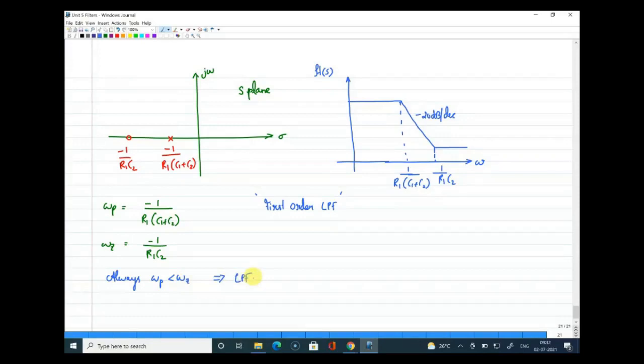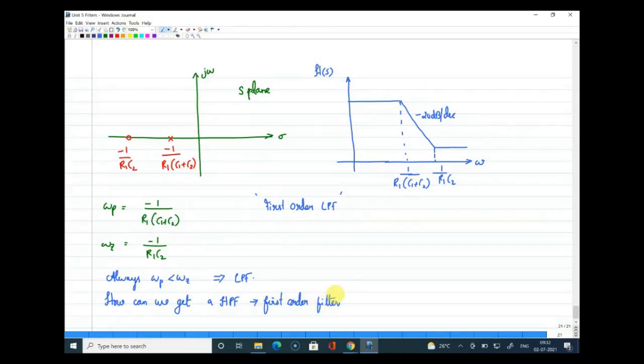Now the question I'm asking you is, how can I get a high pass filter response from this first order filter? Are you guys with me? Can I get some response from you guys?